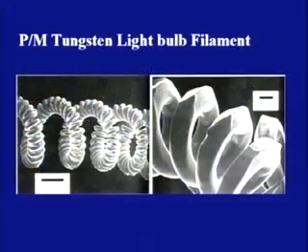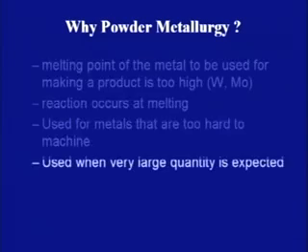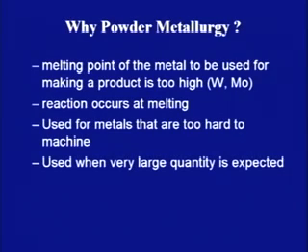This is just to have a look at the tungsten light bulb filament. It has been shown at 300 microns and 40 microns. You can see in the magnified image how the tungsten light bulb filament looks. Now, why is powder metallurgy important? There are certain points we would like to address as the importance of powder metallurgy as a manufacturing process. The first one is that the melting point of the metal to be used for making a product is too high. An example is tungsten.